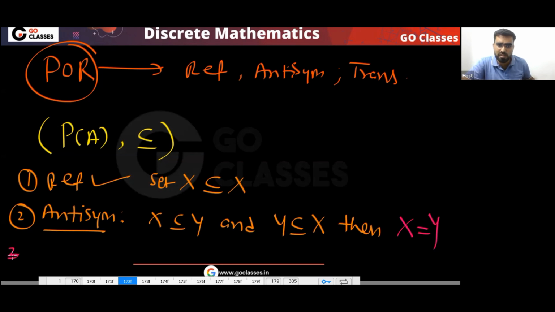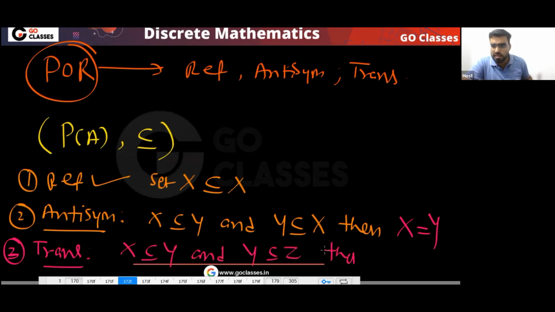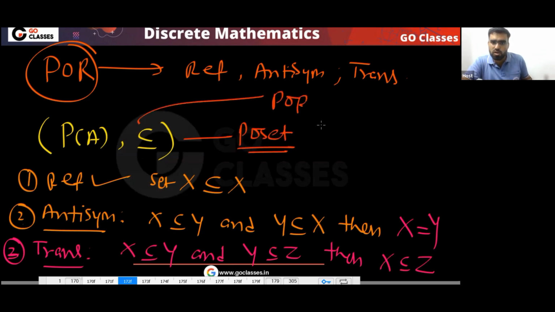So this is antisymmetric. Is it transitive? Yes. If X is a subset of Y and Y is a subset of Z, then I can clearly see that X is a subset of Z. So this is transitive also. So you can clearly notice that this is a poset, because this subset relation is a partial order relation. Okay, so this is the idea.